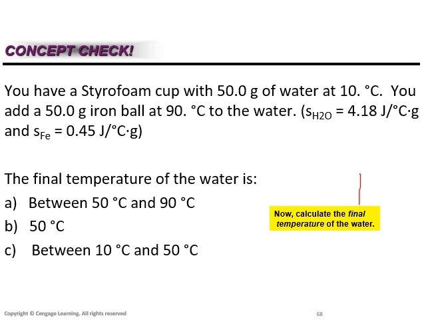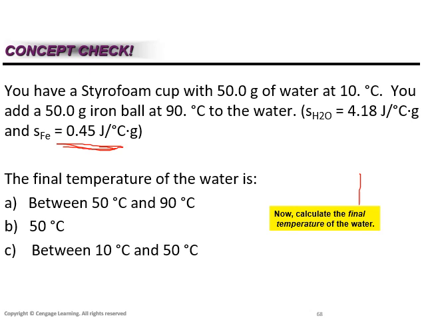So for the water, you're going to be multiplying its specific heat, which is 4.18, times 50 grams times its change in temperature. The change in temperature for the water will be whatever the final temperature is minus 10. And then that's going to be equal to the same thing for the iron ball. So for the iron ball, it's going to be 50 grams times its specific heat, which is not 4.18, it's 0.45 here, and then times its change in temperature, which is going to be 90 minus the final temperature. So that's how you set it up.